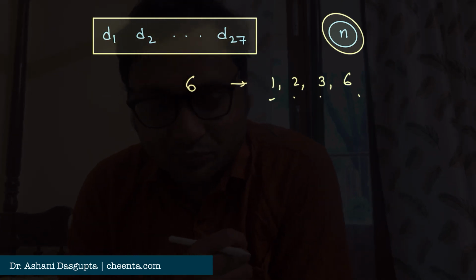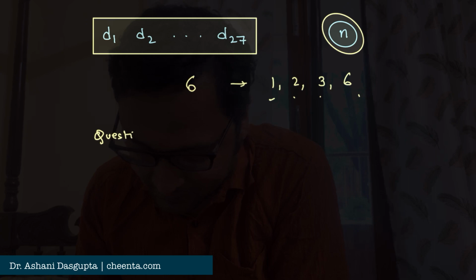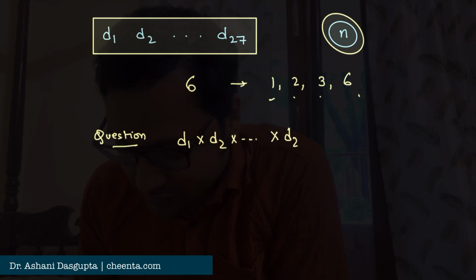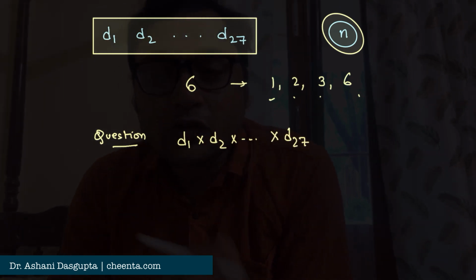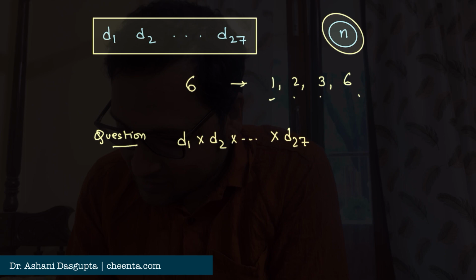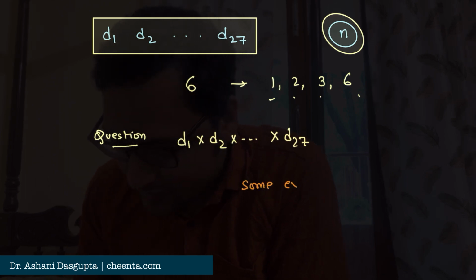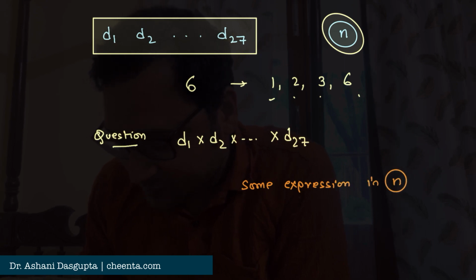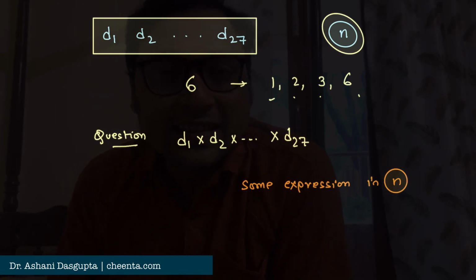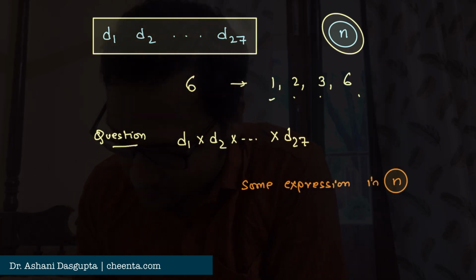Now the question is, what is the product of the divisors? So that is d1 times d2 up to d27. Of course, the answer will be some expression in n. It's a very simple but interesting problem. Let's try this together, okay?